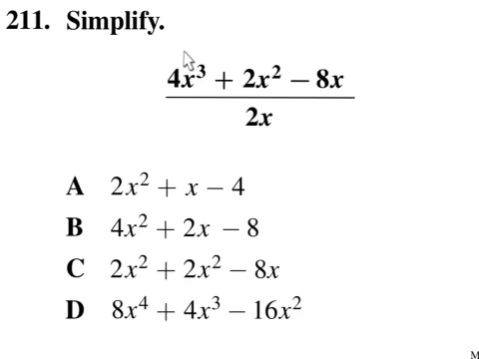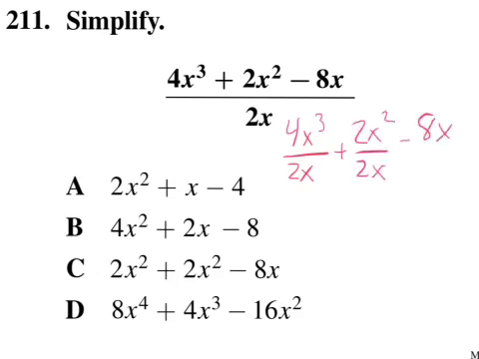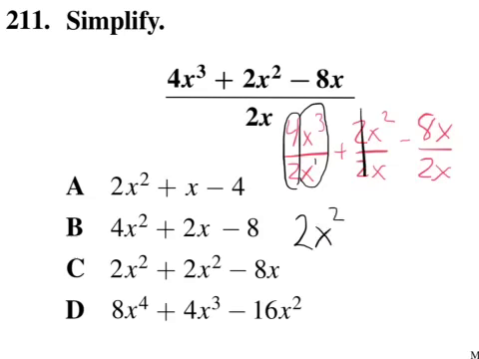To simplify this, you're taking 2x and dividing each piece by it. So you're going to have 4x cubed over 2x plus 2x squared over 2x minus 8x over 2x. So right here, 4 divided by 2 is 2. And if you subtract the powers, 3 minus 1 is 2, so it'll be x squared. Doesn't 2 over 2 cancel? Yeah. And then right here, what's 2 minus 1? 1. So 1x. Do we know the answer already?